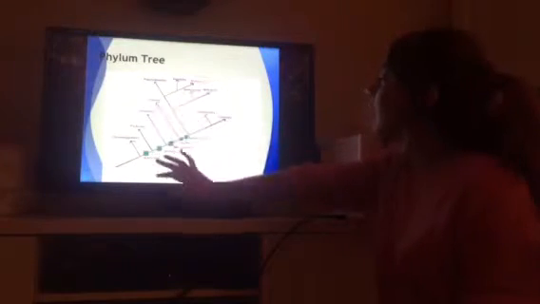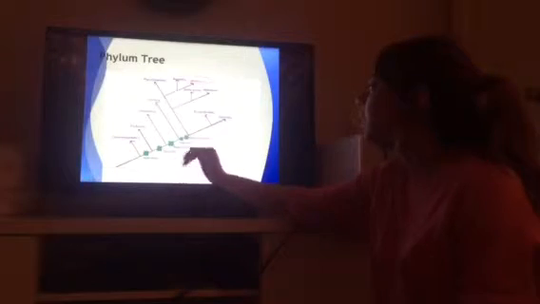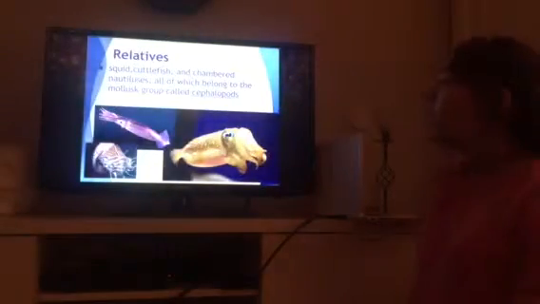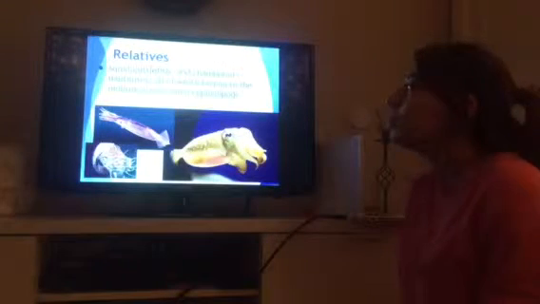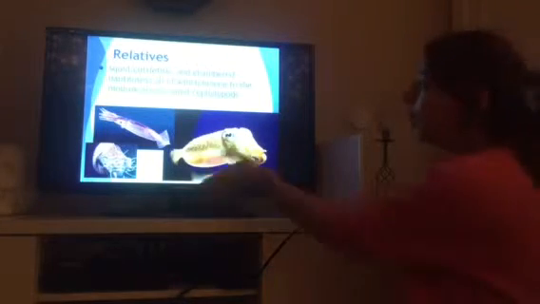This is a phylum tree. It's in the phylum Mollusca, which is closer to Annelida. And as you can see, it's multicellular, it has radial symmetry, and it has bilateral symmetry, making it part of the Mollusca. Some of the close relatives to it are squid, cuttlefish, chambered nautiluses, all of which belong to cephalopods, which is a mollusk group. And here are some images of those.